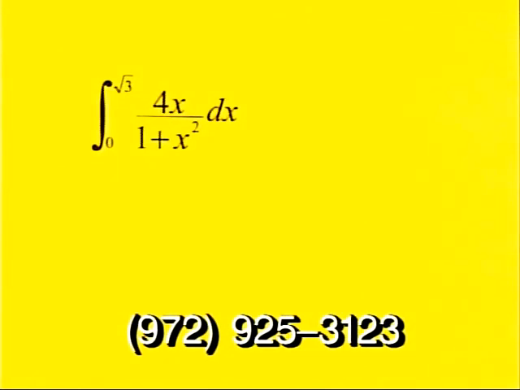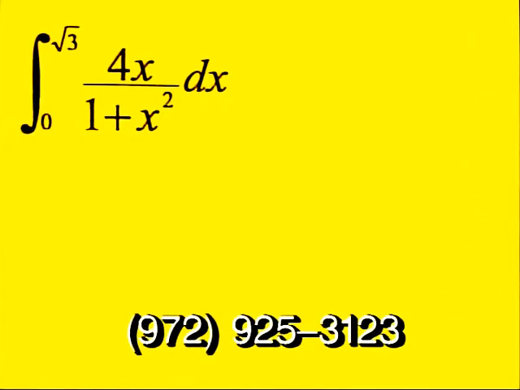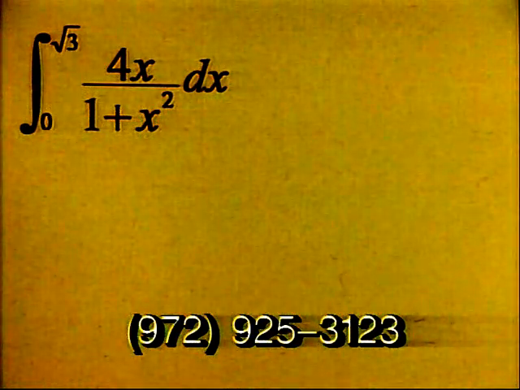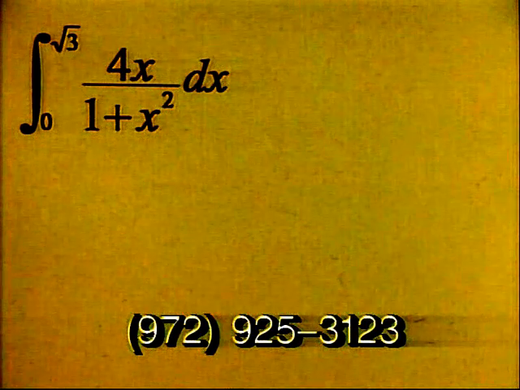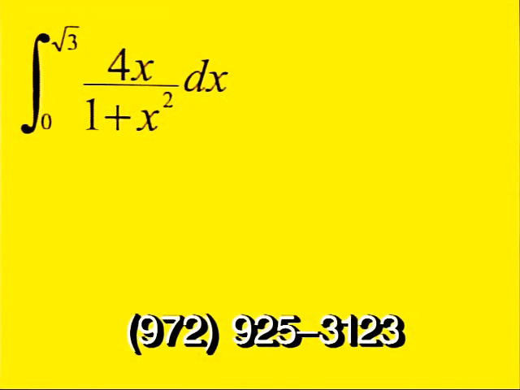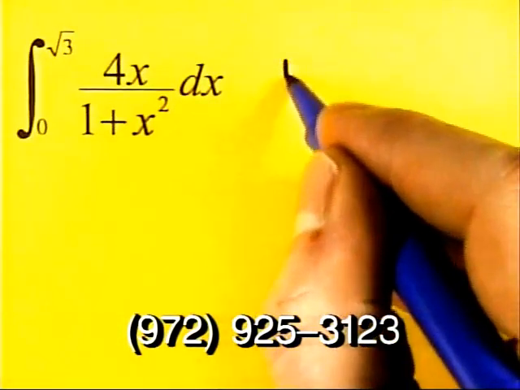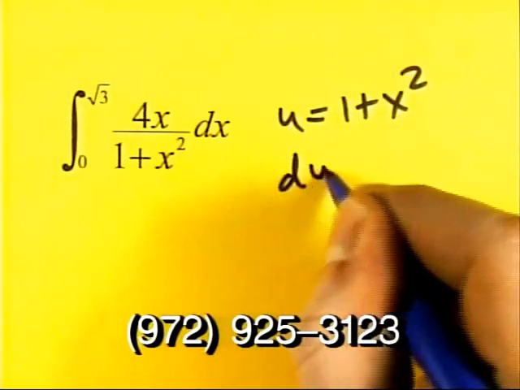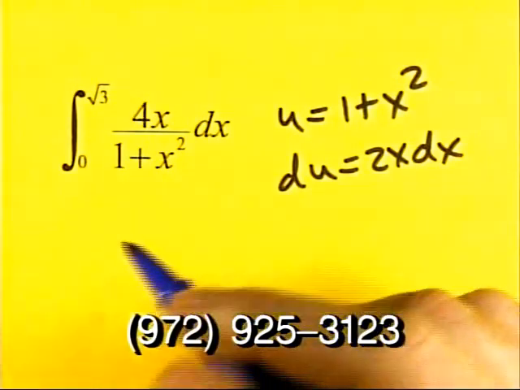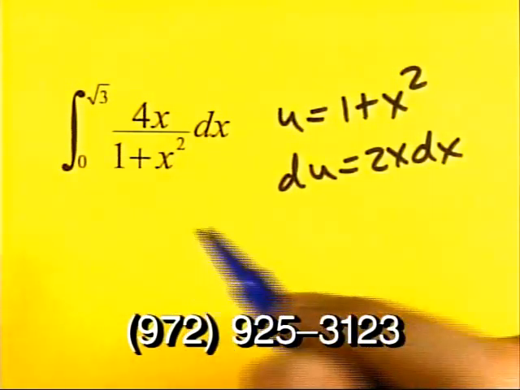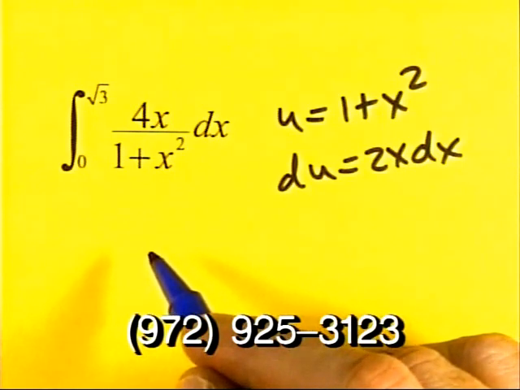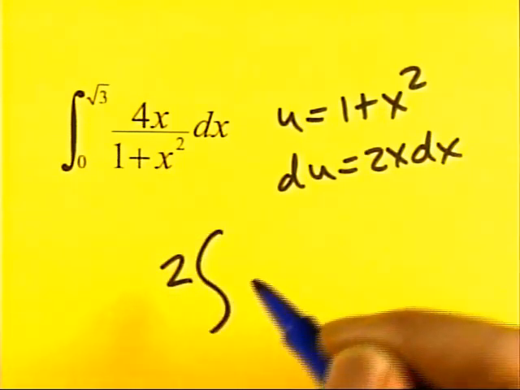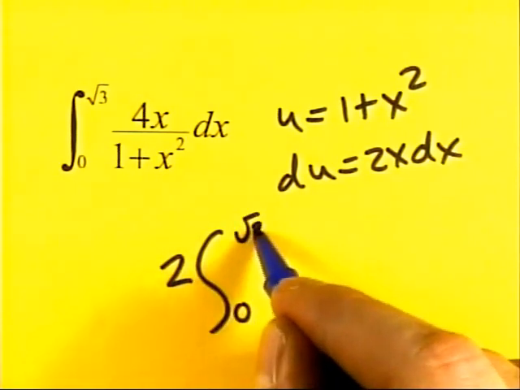Can you see that? Okay. U is going to be 1 plus x squared. Du is equal to 2x dx. So you're going to have to multiply the outside by 2. So what do you want me to write down? Okay, 2 times the integral from 0 to square root of 3.